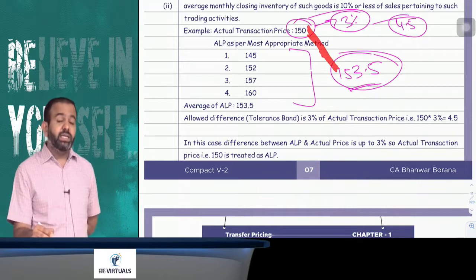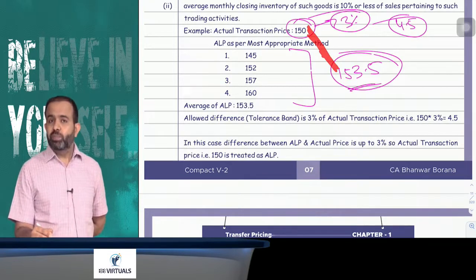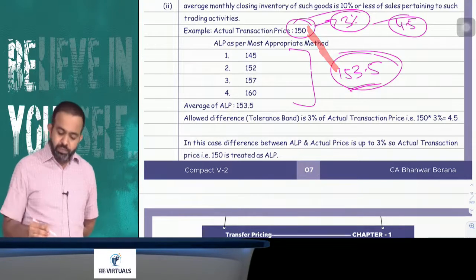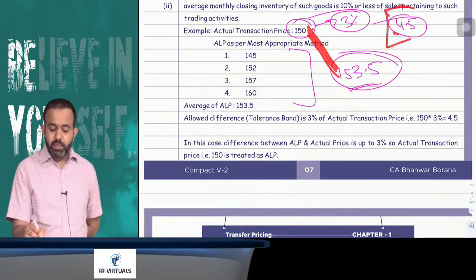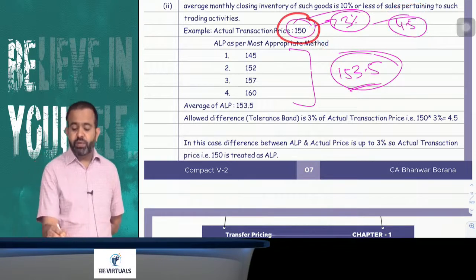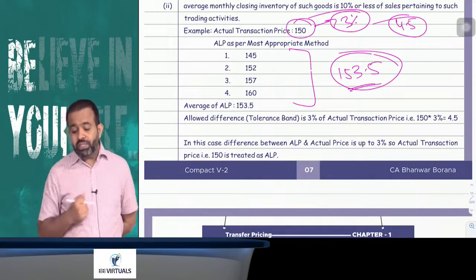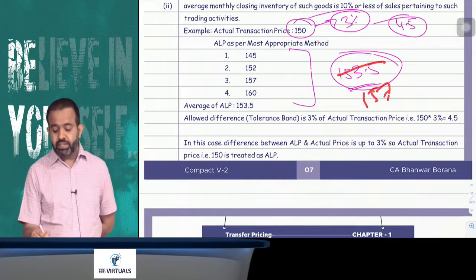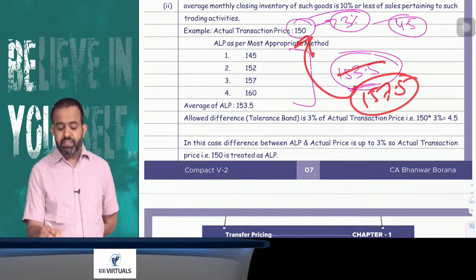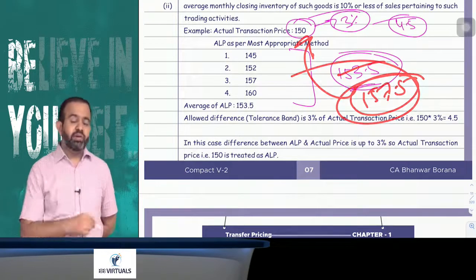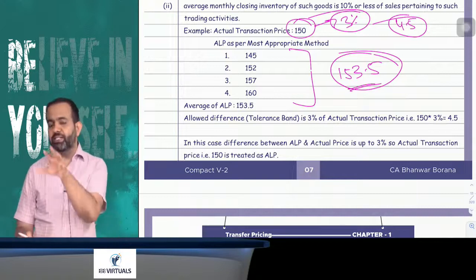This is called your tolerance band, or in practical office life it is known as the plus minus 3%. So if the difference is up to 3%, that is up to 4.5, in that case your 150 will be treated as your arm length price. And suppose the difference is more than 4.5, suppose here it is 157.5, in that case the difference is 7.5, that is more than 4.5, so your 157.5 will be treated as your arm length price. You got my point or not?